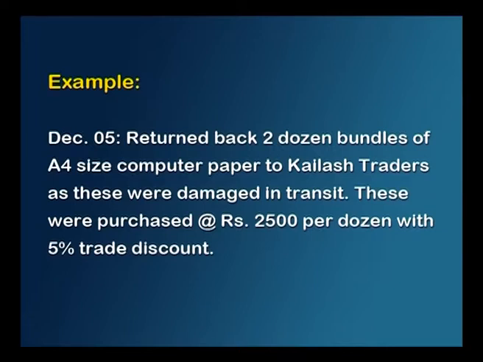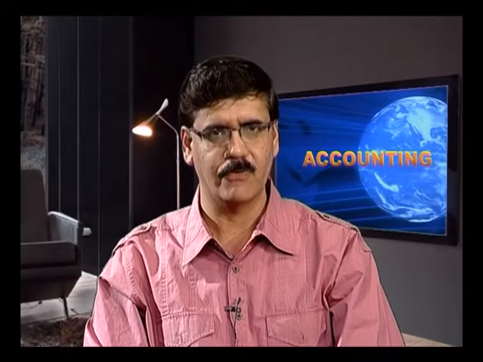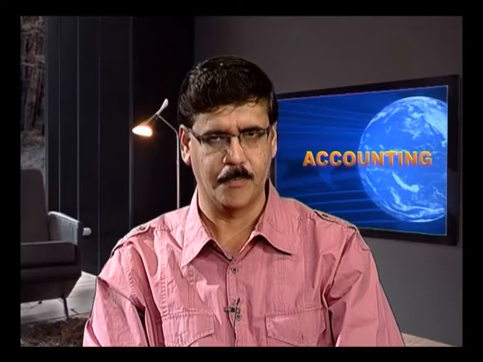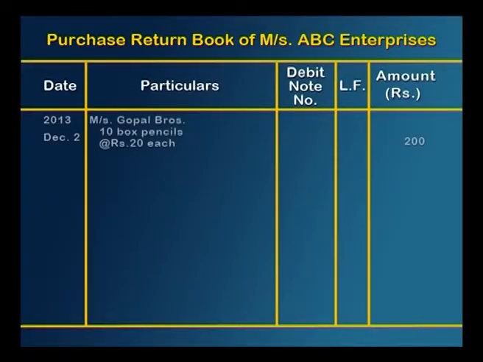Let us have a look into the purchase return book of the firm. As you can see, both the transactions are relating to merchandise, both the transactions are credit transactions. So, both the transactions will find a place in the purchase return book. See the entry, the first entry is for December 2, the first transaction, the party is Gopal Brothers and the details are 10 boxes of pencils at the rate of 20 each. So, total 200 rupees worth of goods have been returned back to Gopal Brothers on December 2nd.